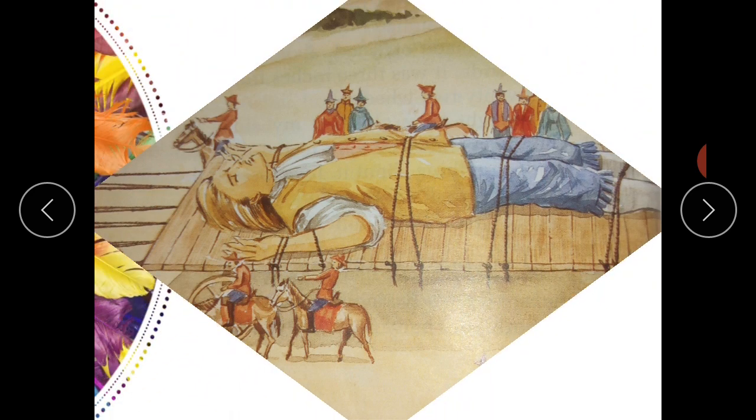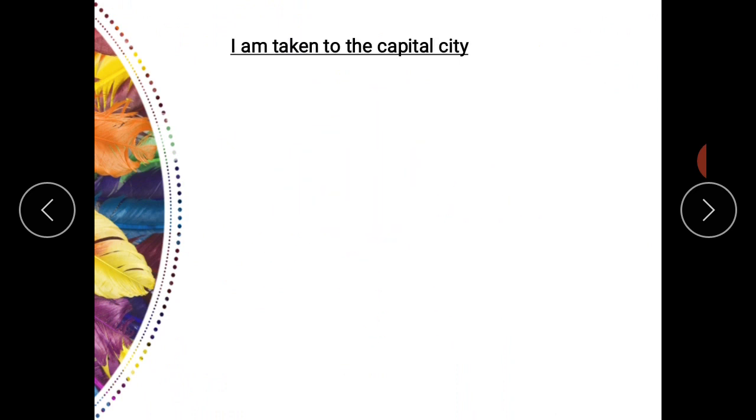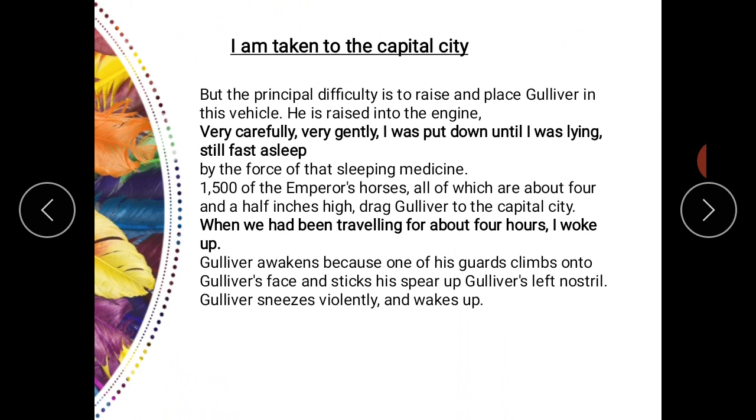Let's see the next lesson. I'm taken to the capital city. But the principal difficulty is to raise and place Gulliver in this vehicle. Which vehicle? That you have seen in the picture. It was very difficult to place him over there. He is raised into the engine.